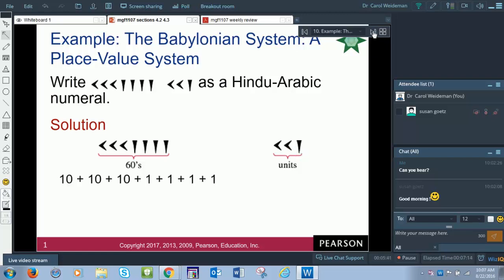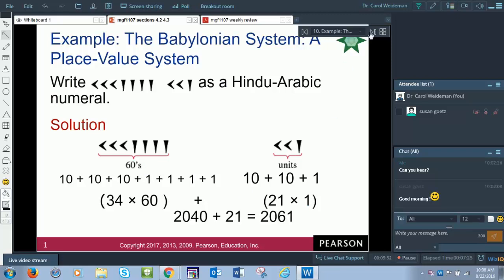So what we do is we multiply and add them up. This is going to be 34 times 60 plus 21 times 1. And if you simplify that, you come up with 2061. So this representation here is the number 2061.